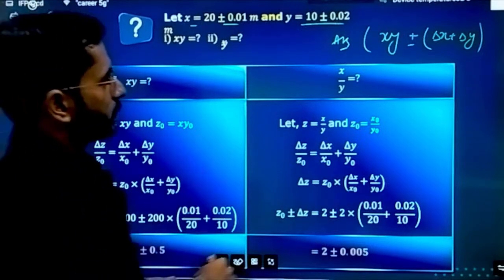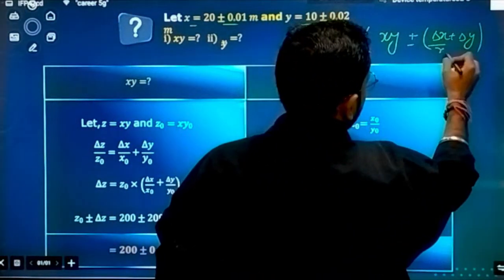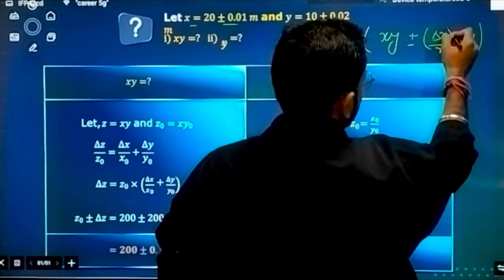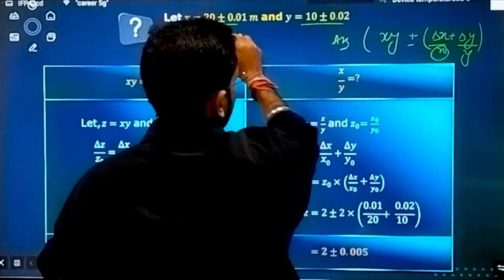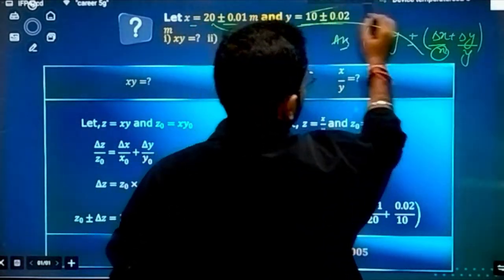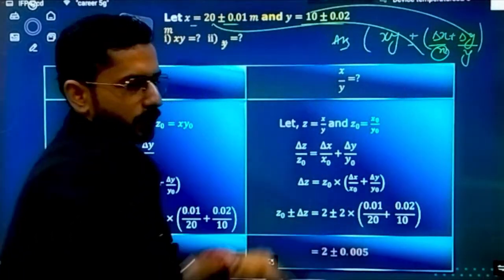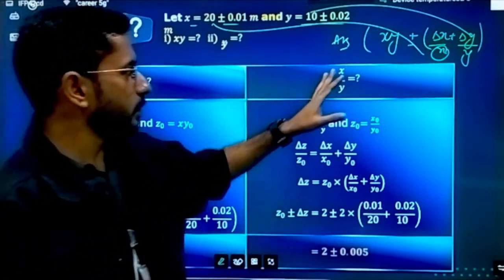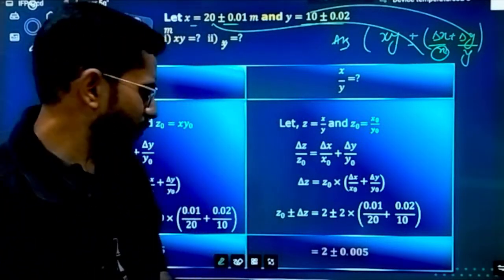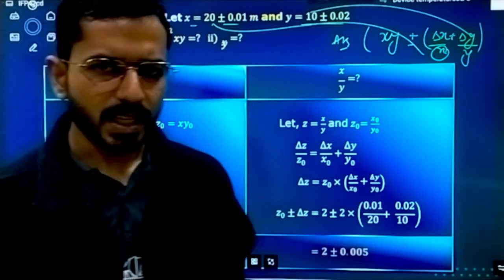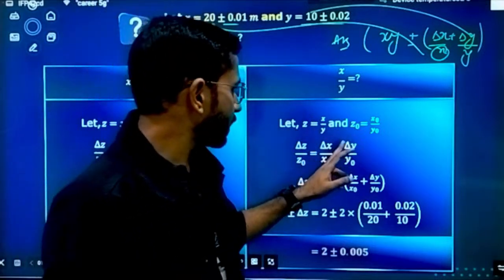If you are adding the fractional errors, it will be delta x by x and delta y by y. Just put the x value here. x will be taken as 20 and y will be taken as 10. If you are writing fractional error, just add them up, you will have your final answer as 0.5. That's it. In division also it will go the same.